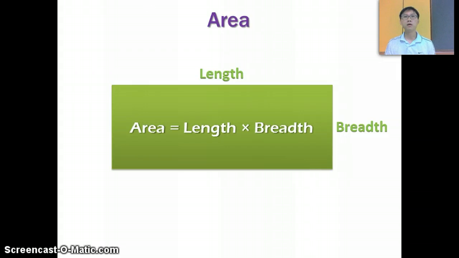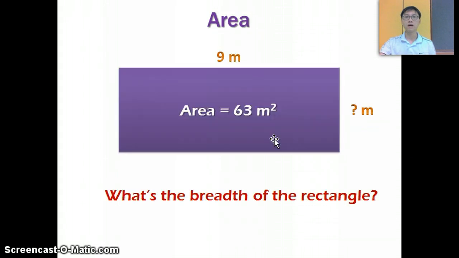Now let's move on to area. When we look at area, this is the formula for calculating area. This you have already learnt, that the area of a rectangle is length times breadth. So if I have an unknown, if I have 9 as my length, I don't know what my breadth is, but I do know my area, which is 63 meters square. How do I find the breadth?